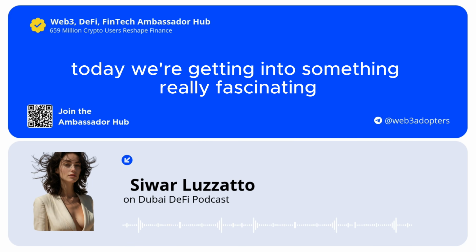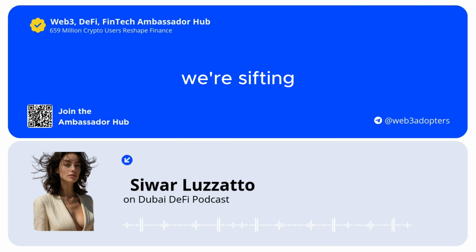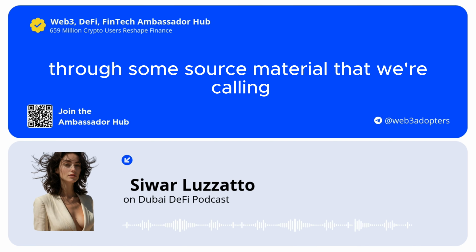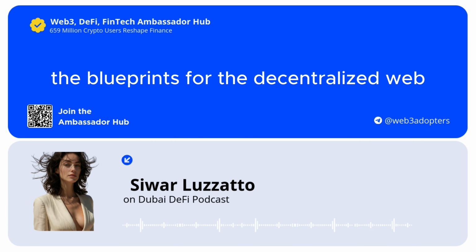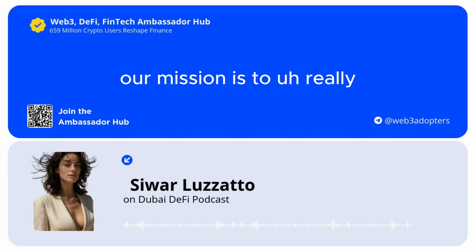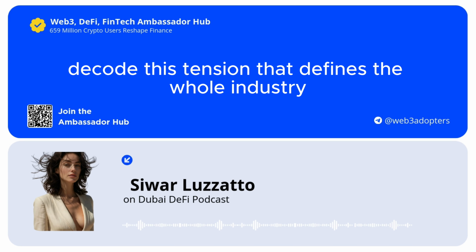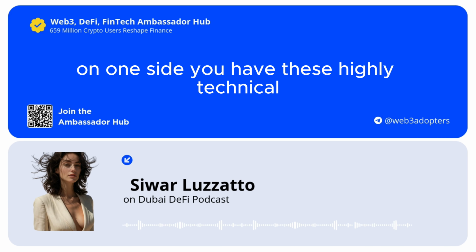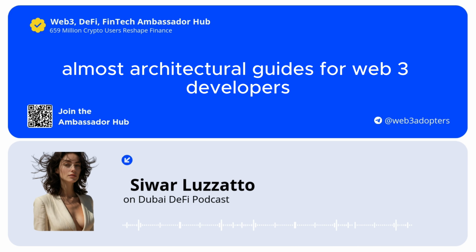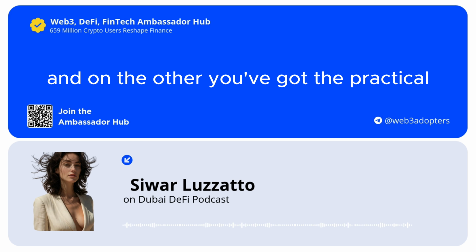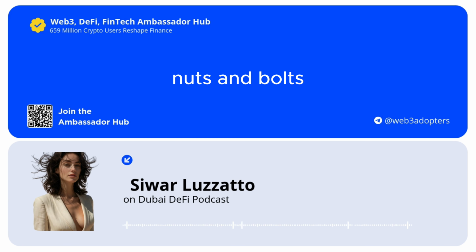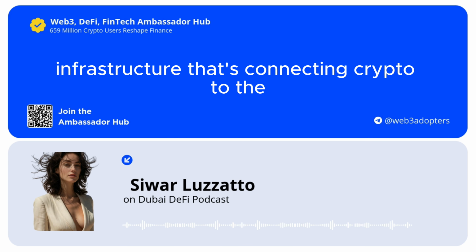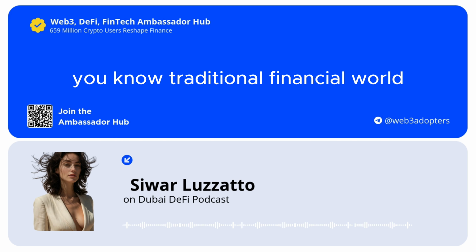Today we're getting into something really fascinating. We're sifting through some source material that we're calling the blueprints for the decentralized web. Our mission is to really decode this tension that defines the whole industry right now. It's the big one. Yeah, on one side you have these highly technical, almost architectural guides for Web3 developers. And on the other, you've got the practical nuts and bolts infrastructure that's connecting crypto to the traditional financial world.